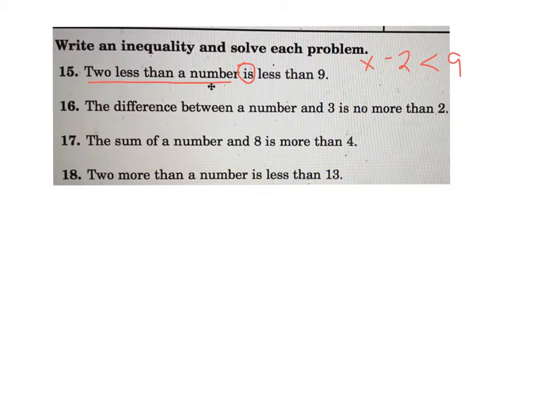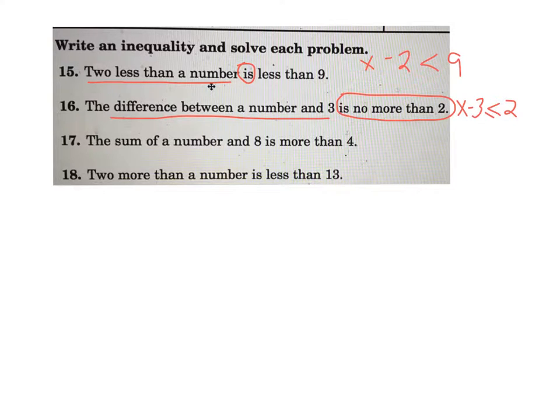For number 16, it says is no more than 2. And when you say is no more than, what you're really saying is that at most it could be 2, but it couldn't be bigger than. So it has to be less than or equal to 2. All right. Now over here when they say the difference between a number and 3, they're just saying you have some number, and when you take the difference, you're subtracting. Okay? So x minus 3 is less than or equal to 2.